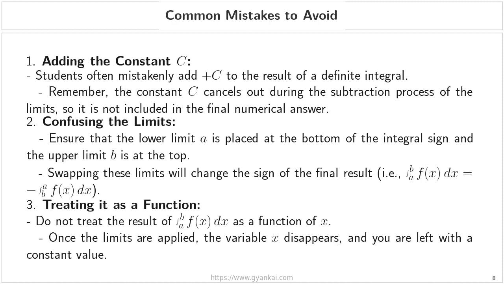3. Treating it as a function. This is a conceptual mistake. Remember, the indefinite integral gives you a family of functions, right? But the definite integral, after you apply those limits of integration, gives you a number. It's a specific value. So don't think of the result of integral from a to b of f of x dx as a function of x once you've evaluated it. The variable x disappears, and you're left with a constant. It represents a quantity, like distance traveled or area, and that quantity is a fixed number, not a function that changes with x.